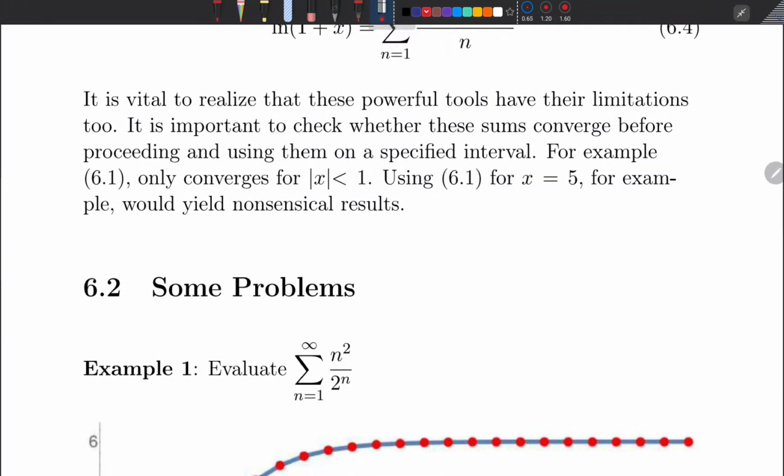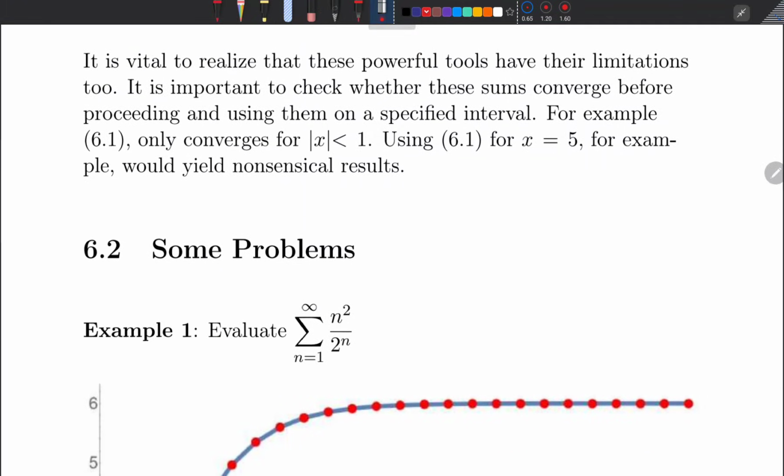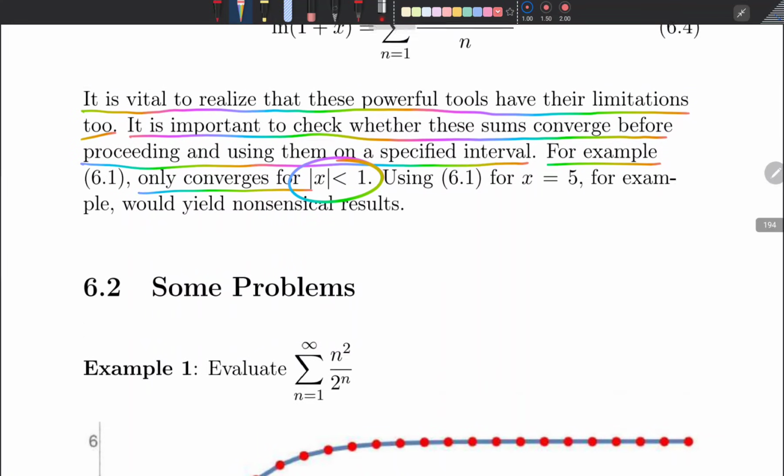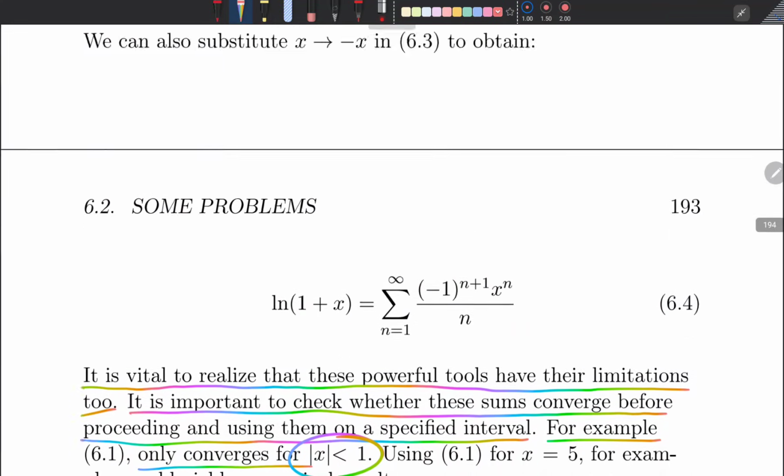Okay, and now it is vital to realize that these powerful tools have their limitations too. It is important to check whether these sums converge before proceeding and using them on a specified interval. For example, 1 over 1 minus x only converges for the absolute value of x less than 1.